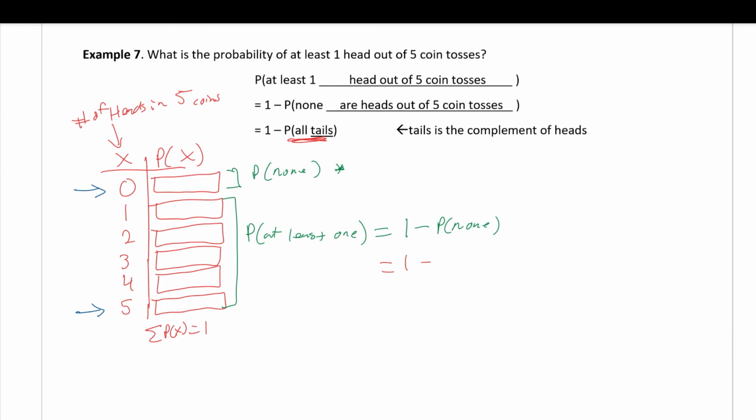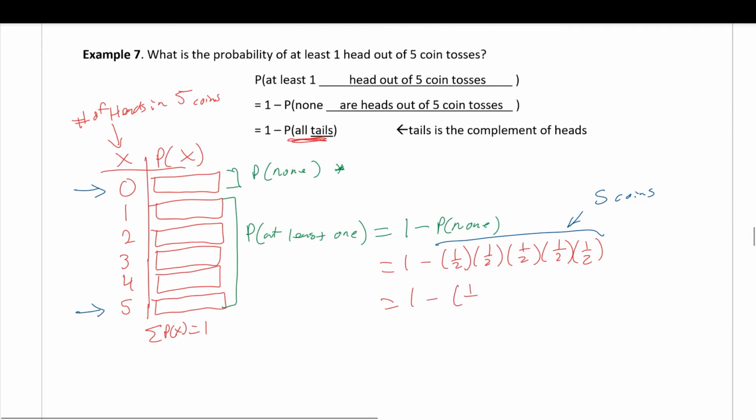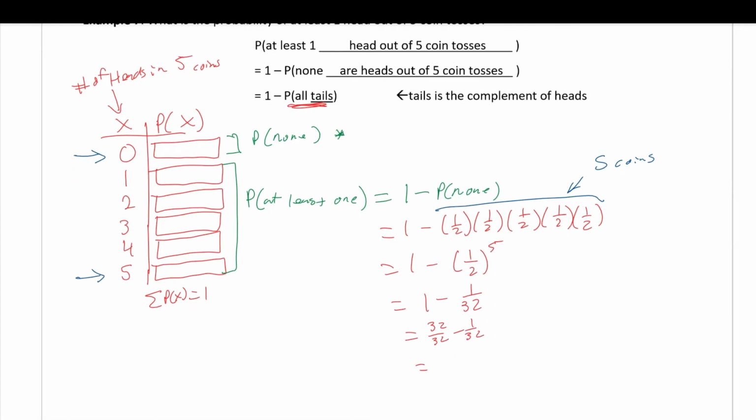So all of them being tails, these are all independent coins. You could say that they're 1/2 times 1/2. You need 5 of these. All right, these are 5 coins here, and that's the same factor to the 5th power. That'll be 1 minus 1 over 32, which is 32 over 32 minus 1 over 32, which equals 31 out of 32.